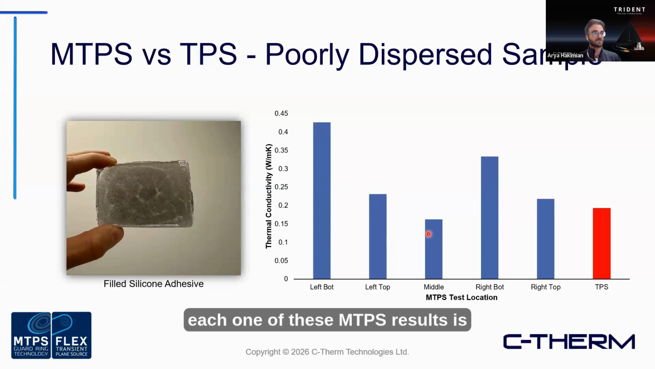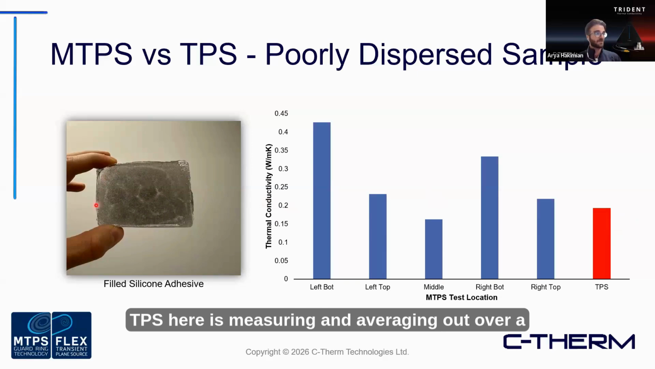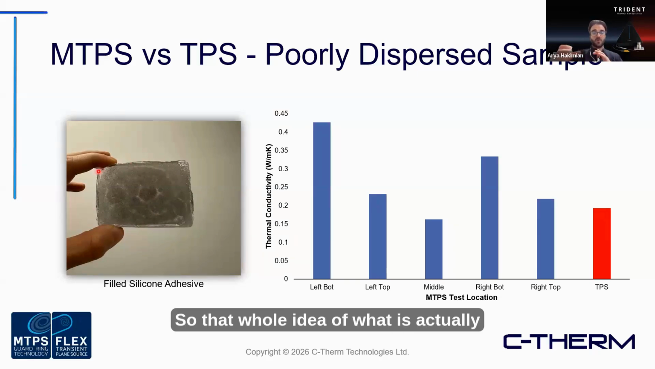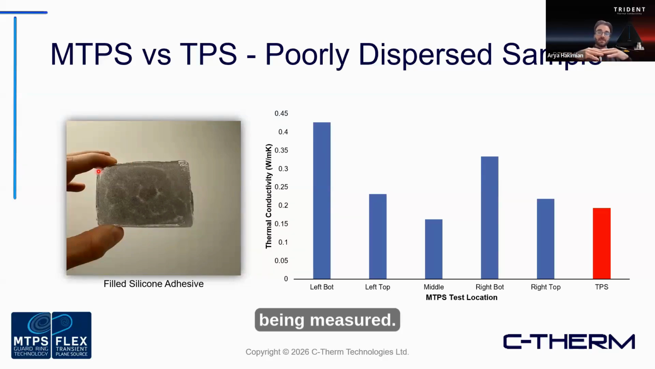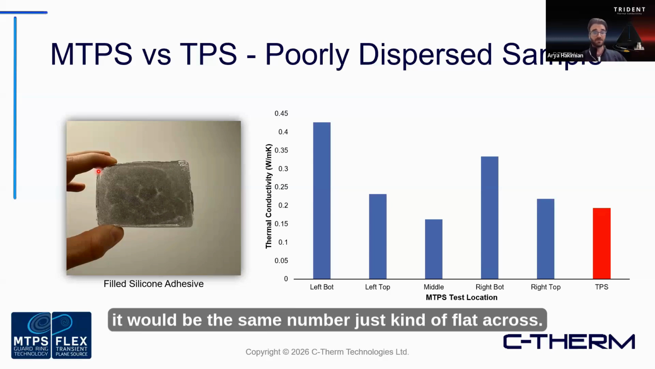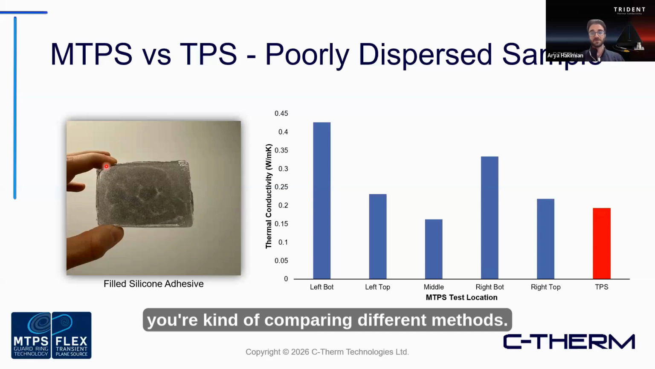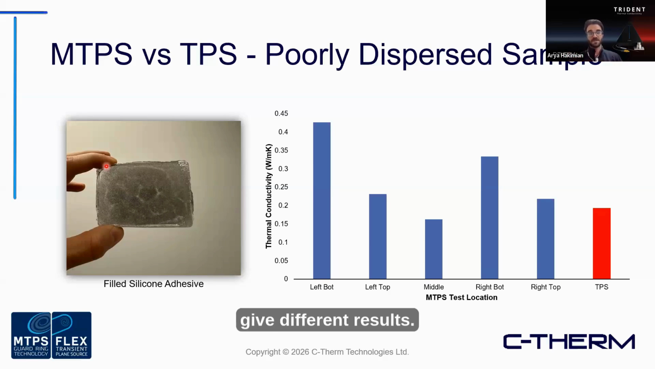Again, each one of these MTPS results is local at that specific point that we're testing. TPS here is measuring and averaging out over a larger area. So again, that whole idea of what is actually being measured, how deep are we going into the sample? Because if this was a perfectly uniform material, it would be the same number just flat across. But when you get materials that are not well optimized and you're comparing different methods, this is oftentimes where confusion can come up, because method A versus B versus C can give different results.